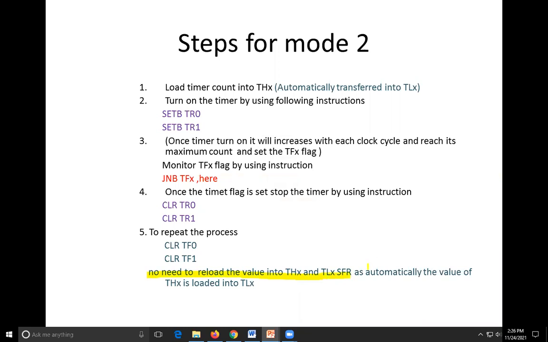Automatically the value of THX is loaded into the TLX. That's why it is called the automatic reload timer. So THX is directly loaded into the TLX, and there is no need to reload the value.